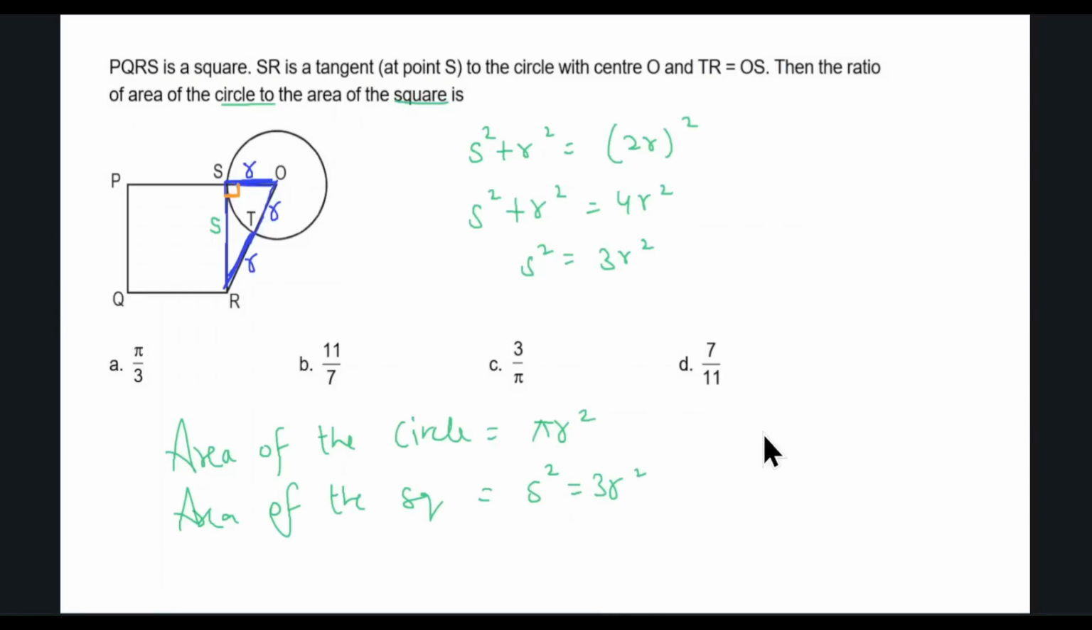So circle to square. Circle is pi r square, square is 3r square. R square and r square is gone. So my answer is pi over 3. That is, yes, option A.